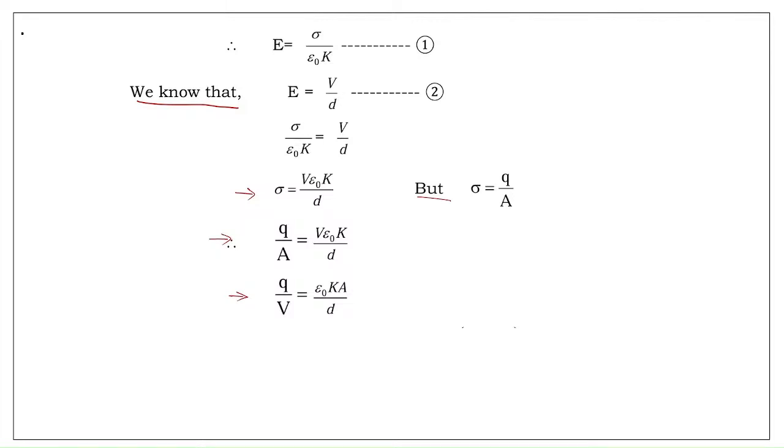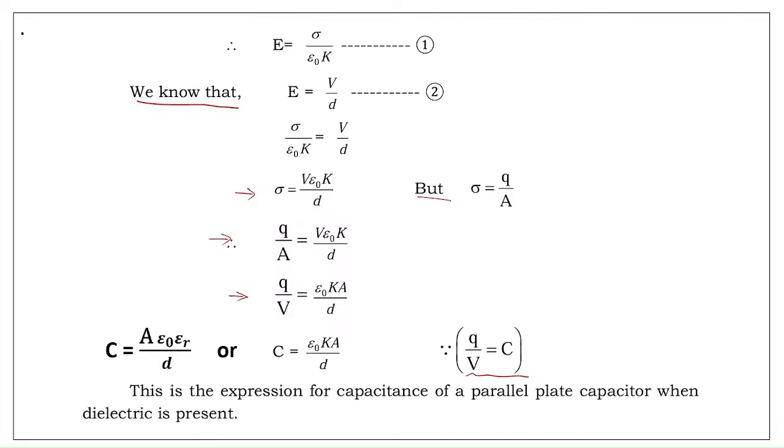On interchanging V and A, we get Q by V is equal to epsilon naught K A by D. We know that Q by V is equal to C. Therefore, C is equal to epsilon naught K A by D, or C is equal to epsilon naught epsilon R A by D.